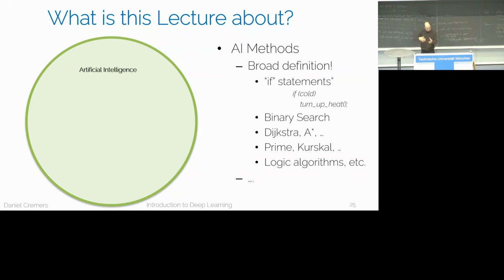But there are many algorithms, like binary search to find something in a big data set. Dijkstra's algorithm, if you've heard of it, to compute shortest paths. If I switch on my phone and I say, give me the shortest way to Berlin, and it does it in fractions of a second, that's Dijkstra-type shortest path algorithms running, right? This is a form of AI, if you will, the A star, the Prim, the Kruskal, logic algorithms. So there's a lot of this in AI.